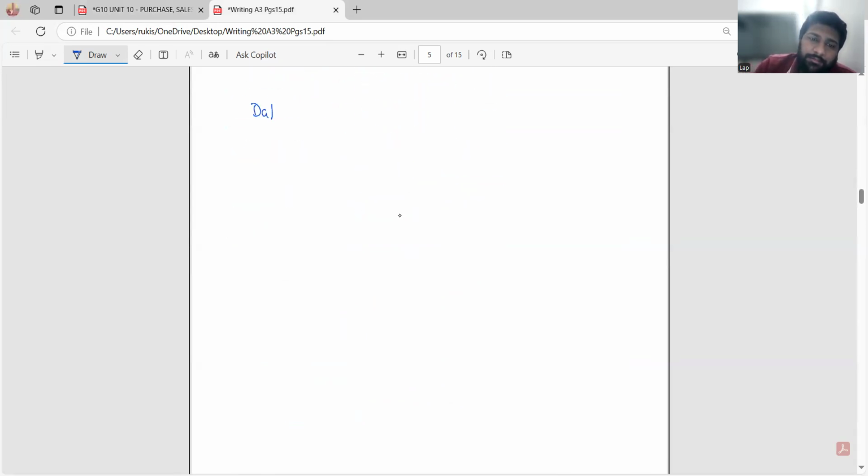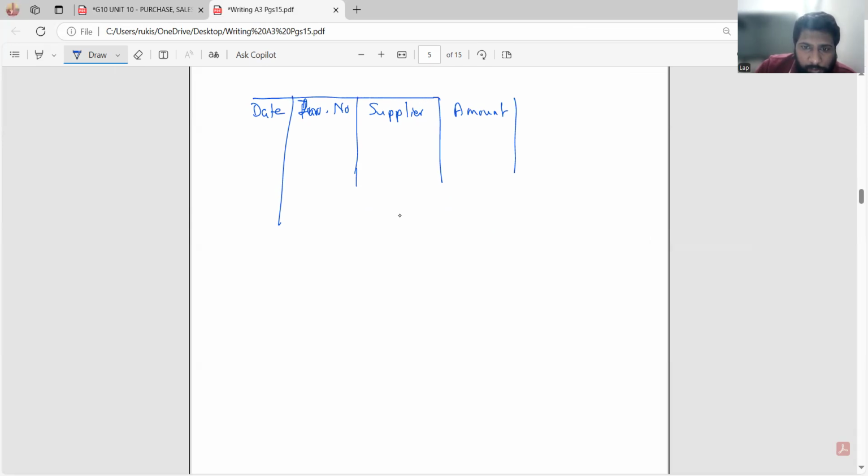Date is there. Purchase invoice number is there. Invoice number. Then supply is there. Then the amount is there. If you want, you can add the ledger folio column also. Ledger folio column. Not that much important, that particular.